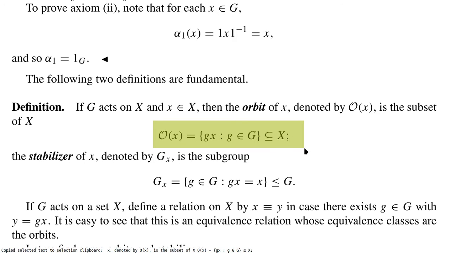I'm not sure why he's using the terminology of orbit, but yeah. Then the stabilizer of the element x is denoted by G sub x. This is a subgroup, where this is all the elements from G such that when you multiply that with x, you're going to get x back. So gx is equal to x. And for all those g's, you have a set which you call, not really a set, it's a subgroup of G.